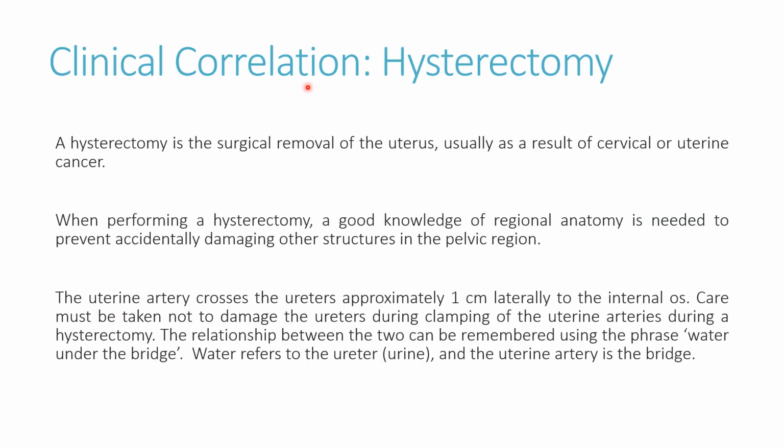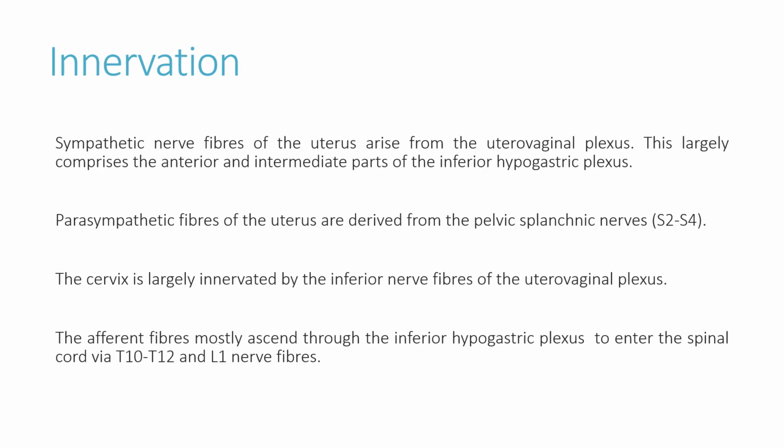About the clinical correlation, there is a procedure called hysterectomy. That is nothing but surgical removal of uterus in case of cervical and uterine cancer. While performing hysterectomy, a good knowledge of regional anatomy and its blood supply is important to prevent bleeding and damage to the surrounding structures.